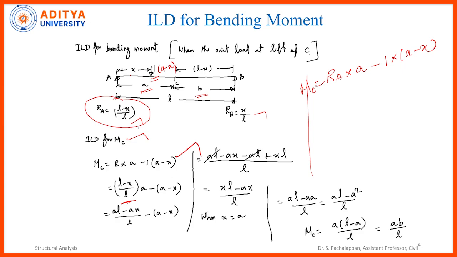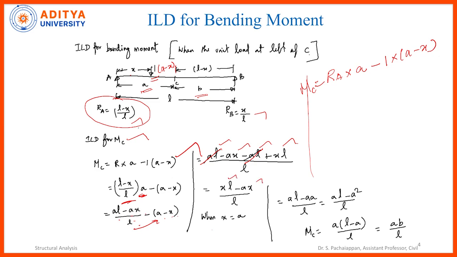Okay. So just multiply by this A inside the bracket. So we will be getting AL minus AX by L minus A minus X. Now multiplying this L inside the bracket, I will be getting AL minus AX minus AL plus XL. Now you see the AL will get cancelled. I will be having minus of AX and then XL.